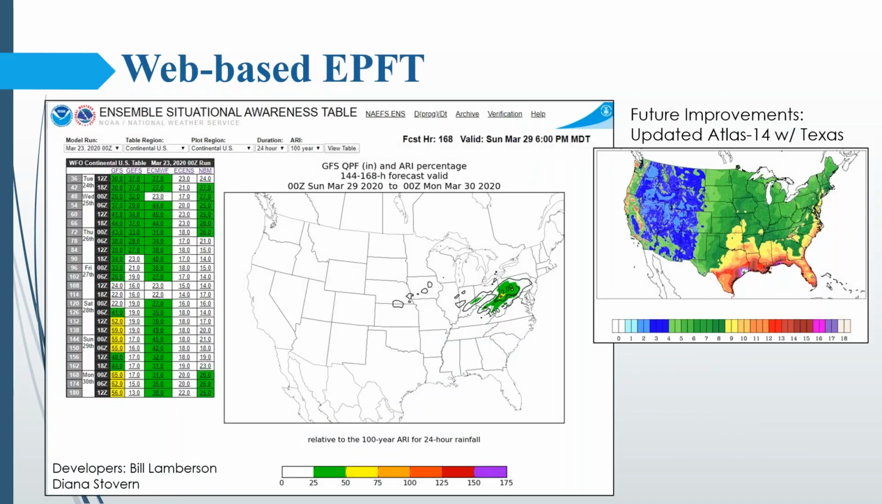We are going to be further developing a web-based version of the EPFT. And right now, as it stands, we only have the GFS and the ECMWF along with their ensemble means from the ensemble data, as well as the NBM. We're going to be improving this tool by adding more recurrence intervals. I would like to get more higher res guidance in there, and the updated Atlas-14 with Texas data in there. So keep your eyes on that. I do have a link at the end of this presentation where you can access this table.